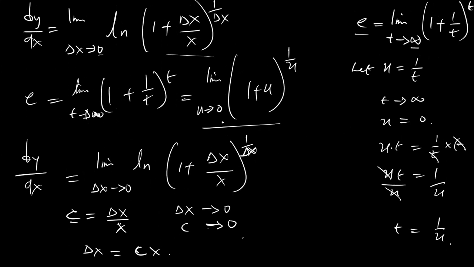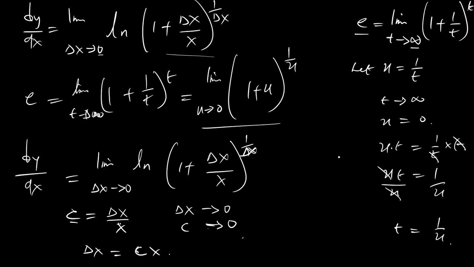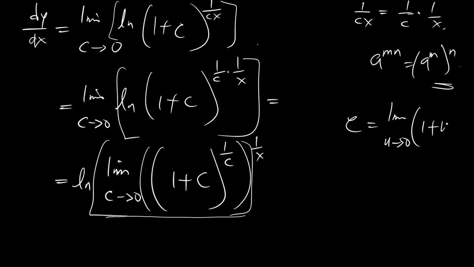This e is for when u tends to 0. We say e is equal to the limit when u tends to 0 of 1 plus u, all raised to 1 over u. So when you look at this, it looks like this expression here. That means this whole thing is e. So replacing it with e, you now have ln of e raised to the power 1 all over x.